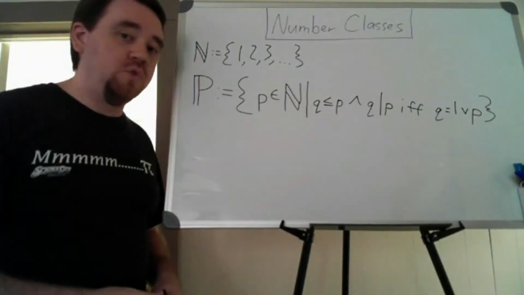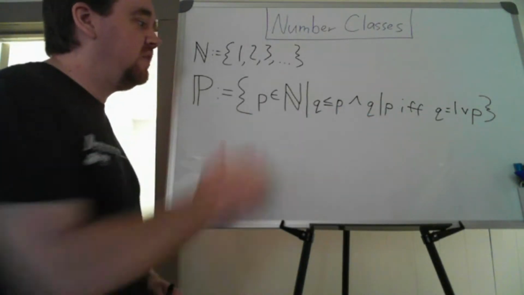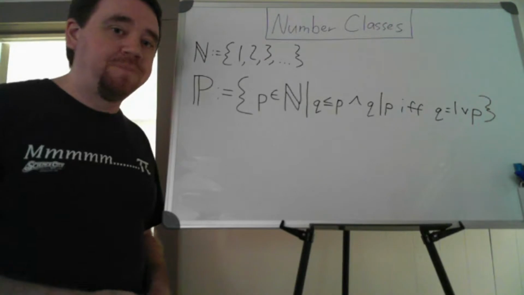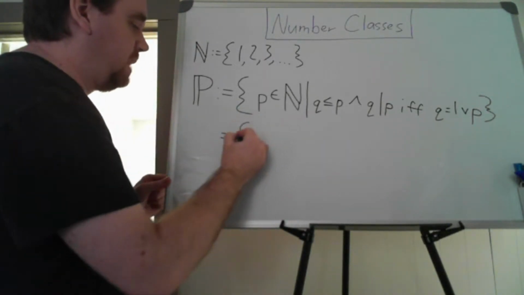Q equals 1 or Q equals P. Those are the only ways that Q would divide P nicely. Then P is what we consider a prime number. Now it's a little silly. We would rather just kind of say, well, look, I'm familiar with prime numbers.